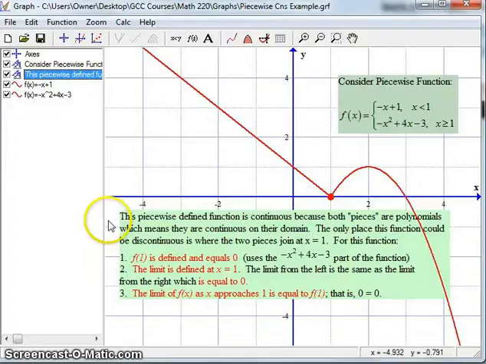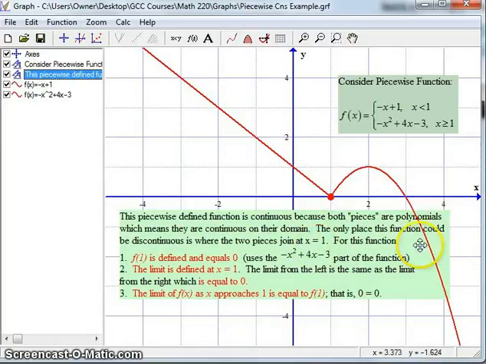So first of all, this piecewise function is continuous because both pieces are polynomials. Notice the first piece, negative x plus 1, was a line. The second piece was a quadratic or a parabola, which means they are both continuous on their domain. So this first piece was continuous when x was less than 1. This second piece was continuous provided x was greater than 1. The only place this function could be discontinuous is where we join the two pieces together. That's at x equals 1.